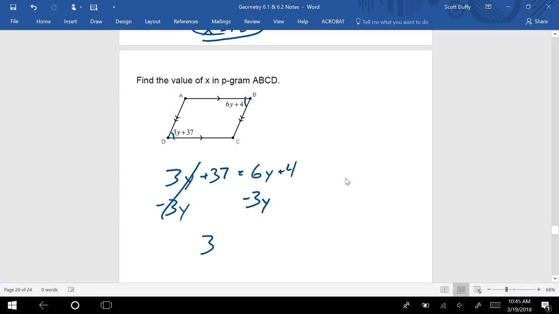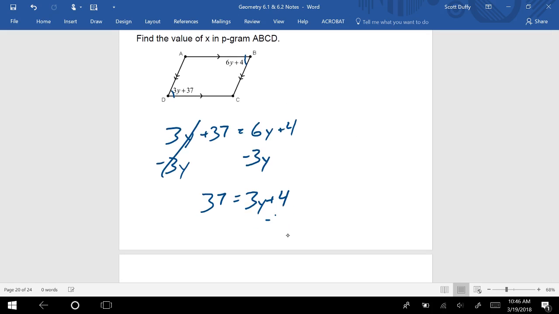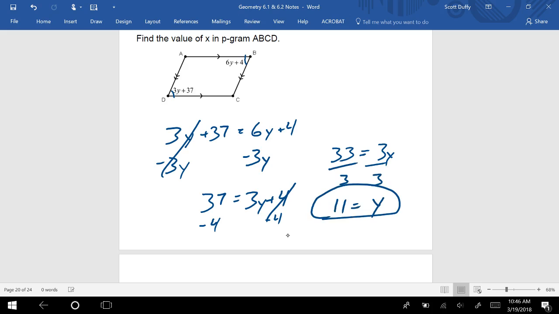Cancels out. I have 37 on that side and then 3y plus 4 on the other side. Subtract 4 from both sides, and I'll get 3y on the right, ran out of room over here, and 33 on the left. Divide by 3, divide by 3, y equals 11.